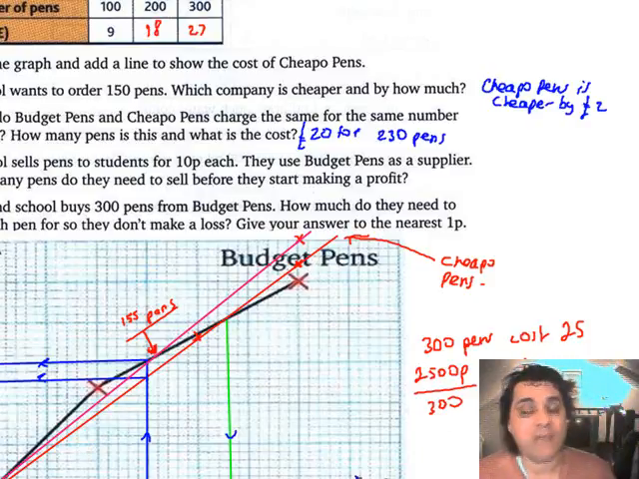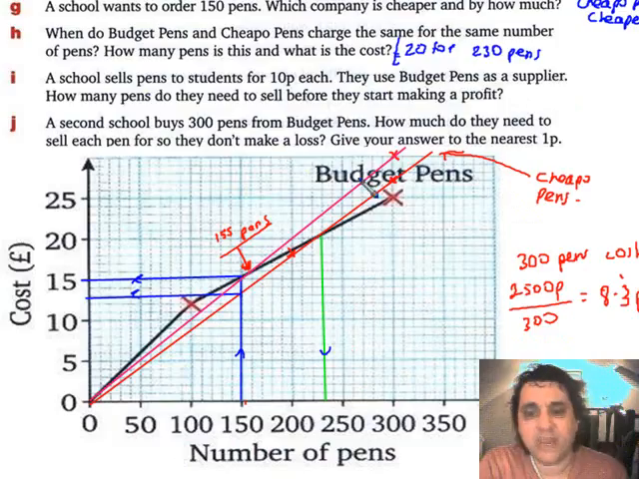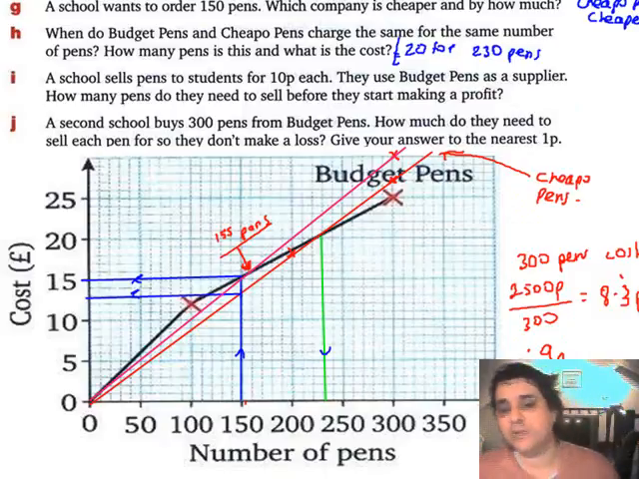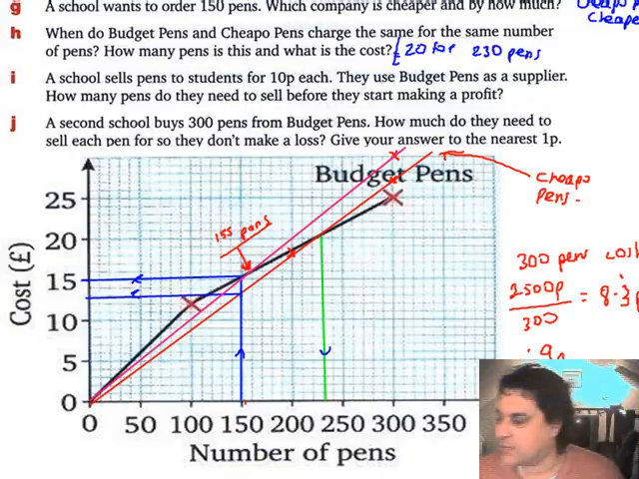Trouble is, if you go below 8.3 recurring, you're making a loss, and the criterion says how much do they need to sell each pen so that they don't make a loss. Well, got to be 9p, hasn't it? Mathematically, that's crazy, but in order not to make a loss, you've got to go to the nearest penny, at which you'll make a profit. So it's 9p per pen, and I'll stop that section of the video.